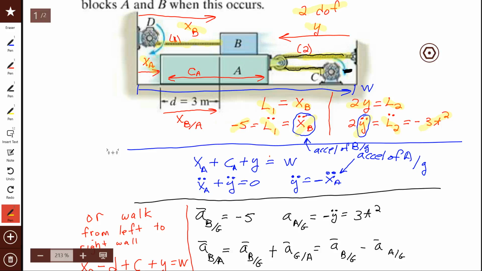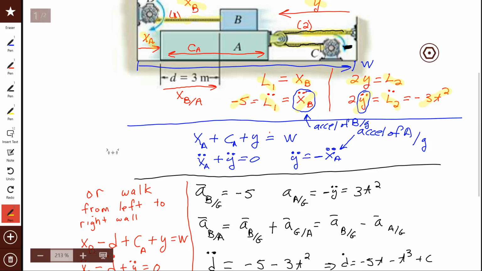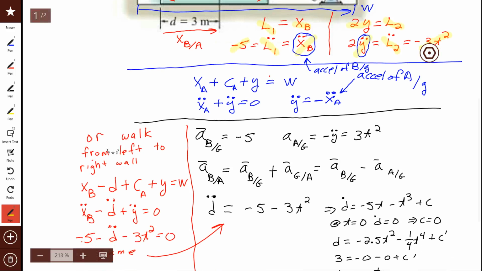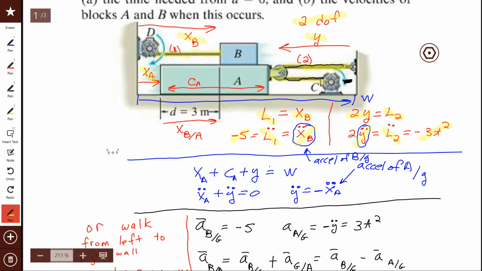So the next thing is you're looking for D. So you need a relationship for D, because what I really want to do is find the D double dot, because it's a time spanner. Since I'm interested in D, in the time that D happens and does what, I don't really care about Y, I don't care about XB. What I really want is the D.